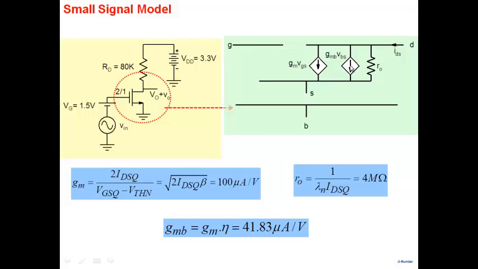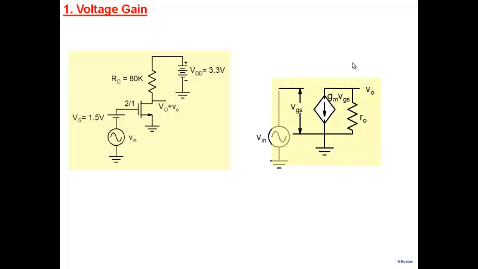So this current source will not be there. That's why when I'm drawing this expression, GMB is not there. GM, VGS, R0 is there. So we have substituted the model. We add RD here. And of course, this one will be ground here. So that's the small signal equivalent circuit of my amplifier.